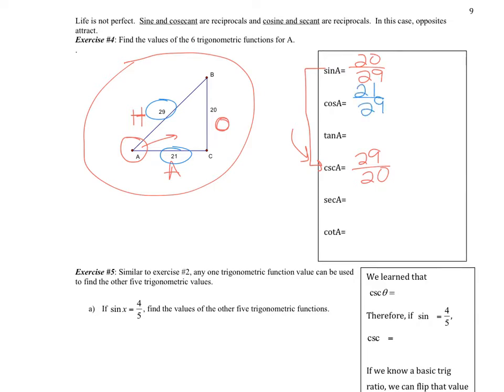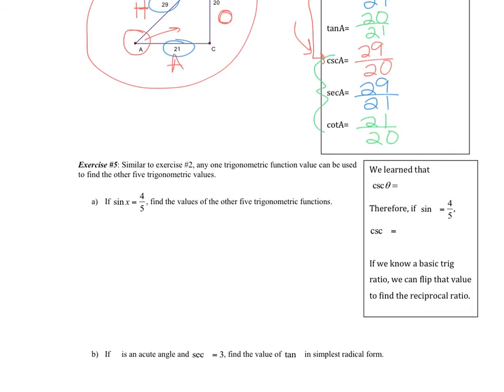then secant is its reciprocal, so secant of A is 29 over 21. Lastly, tangent of A is 20 over 21, and cotangent of A is 21 over 20. So in my mind, I group these 3 new functions with the 3 I already know, and just think of them as their reciprocals. Really, it's just a matter of learning the words that go with it.